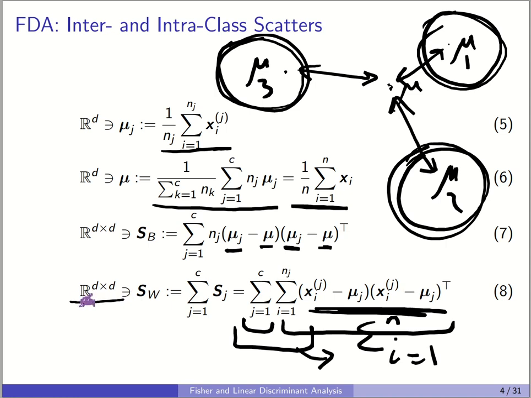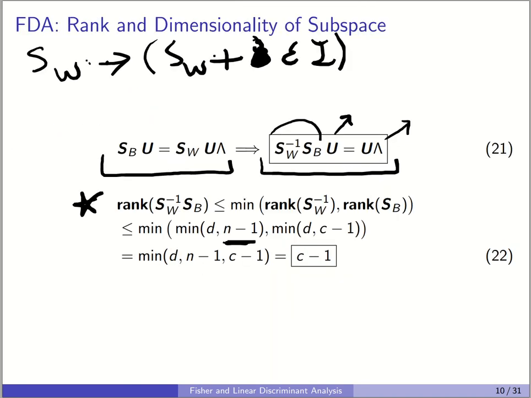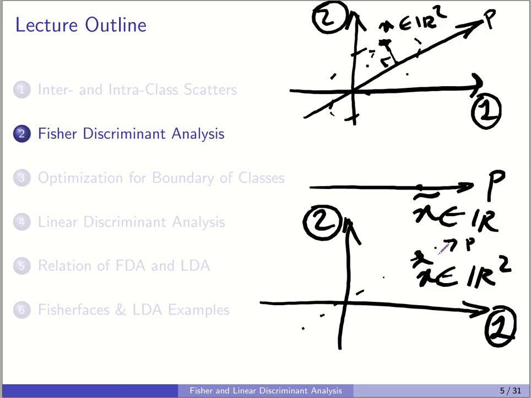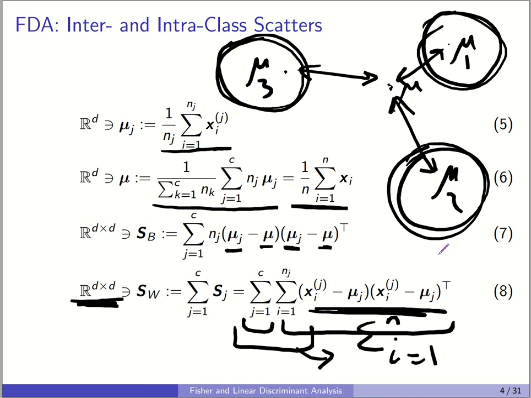Also, the dimensionality of S_W is d by d. So the rank of S_W is the minimum of d and n minus 1. What is the rank of S_B? Come here. We have a summation over C classes, and it is a d by d matrix.